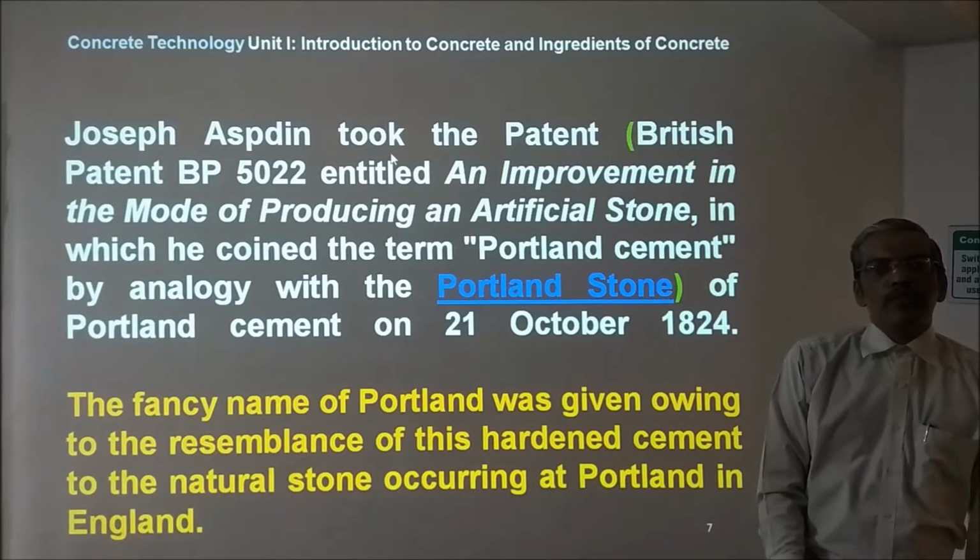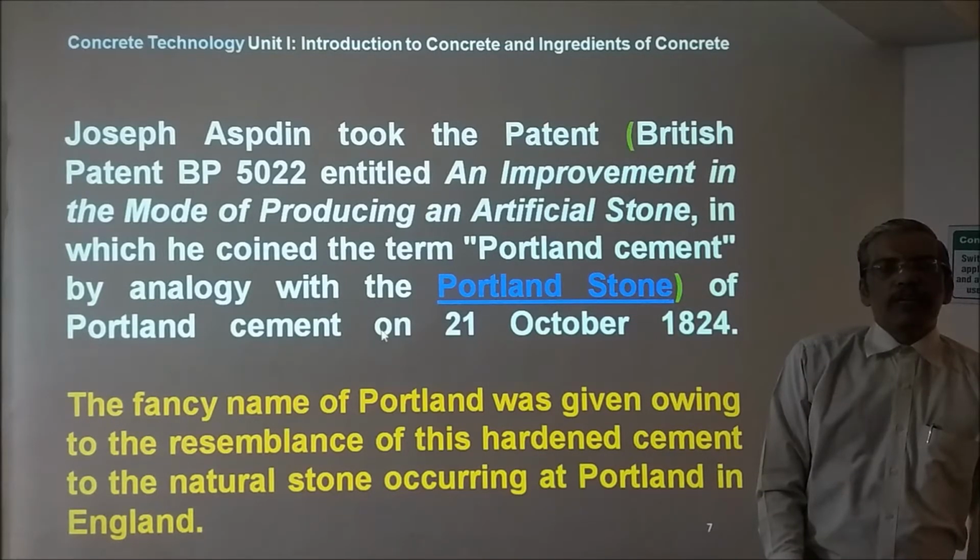Joseph Aspdin took the patent, that is the British patent BP 5022, entitled An Improvement in the Mode of Producing an Artificial Stone, in which he coined the term Portland cement by analogy with the Portland stone, on 21st October 1824. The fancy name of Portland was given owing to the resemblance of this hardened cement to the natural stone occurring at Portland in England.